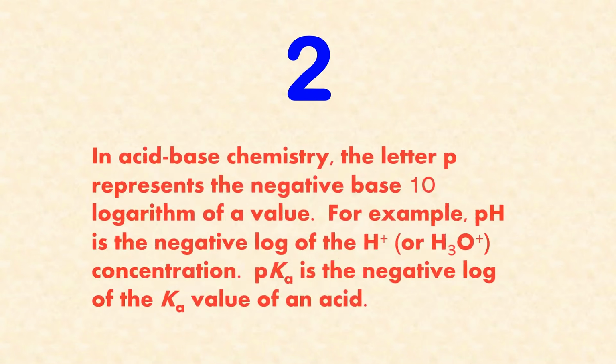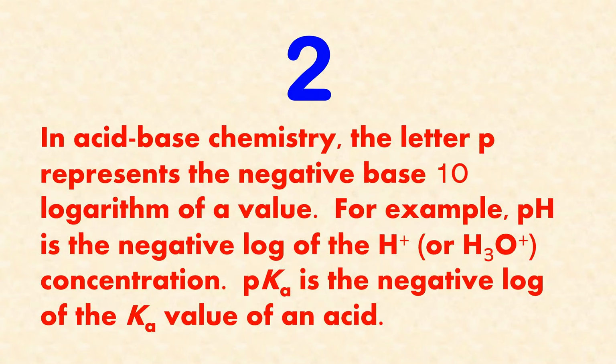Number 2. In acid-base chemistry, the letter P represents the negative base 10 logarithm of a value. For example, pH is the negative log of the H+, or hydronium, concentration. pKa is the negative log of the Ka value of an acid.